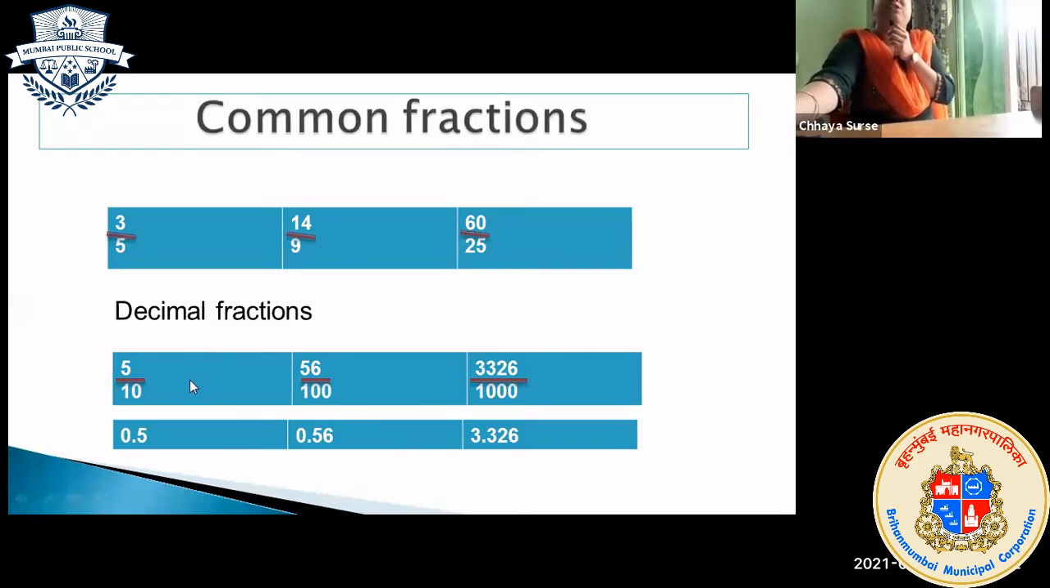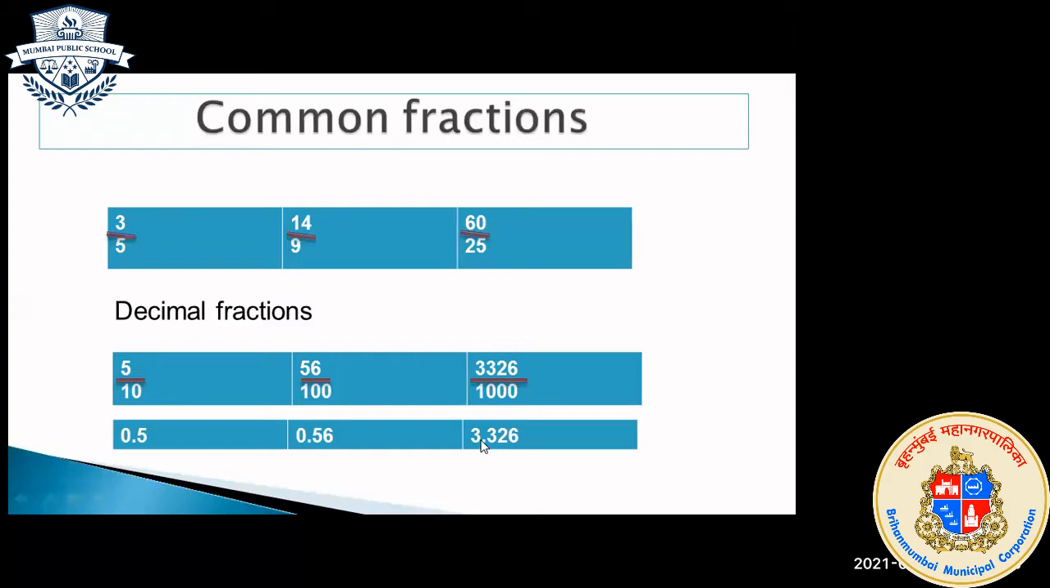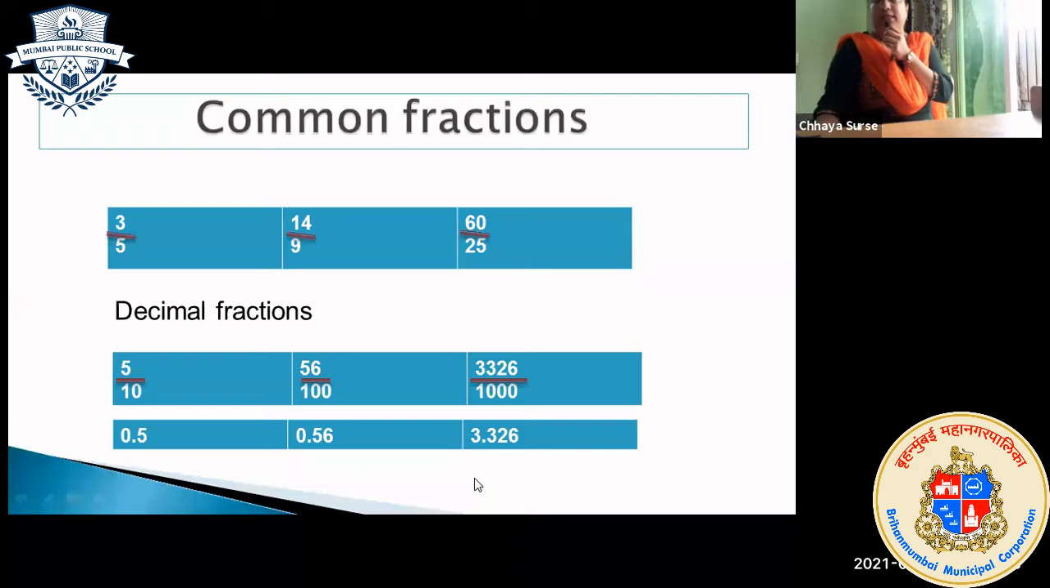Now the decimal fraction you can show in these two ways. This is also called a decimal fraction, and this is also. So 0.5. Next one, read this fraction. 0.56. Now 3.326. This dot is called a point. 3.326. Understood?